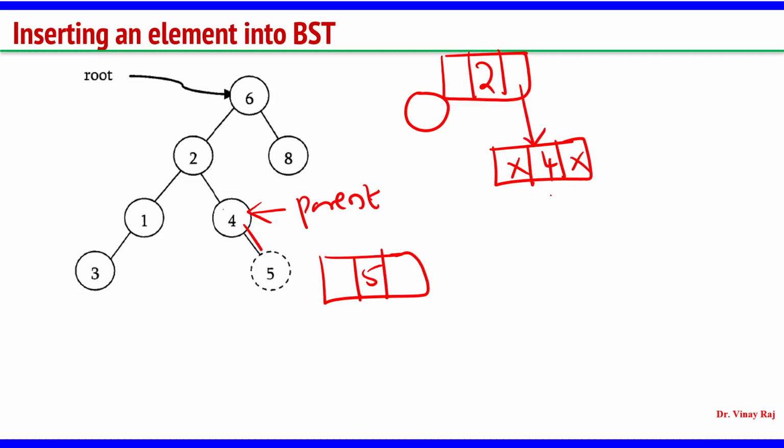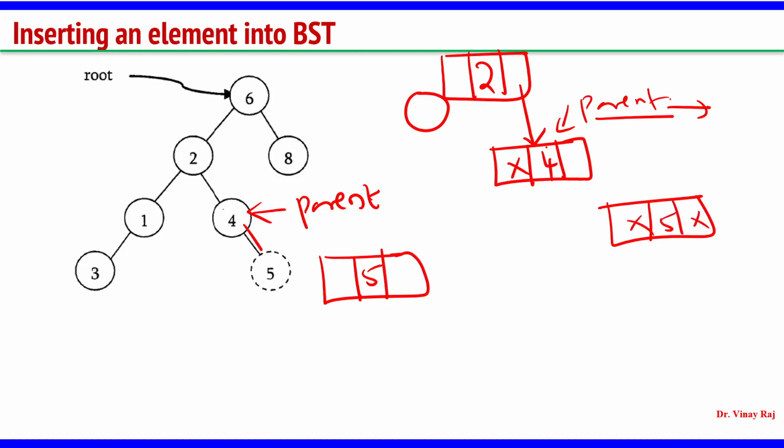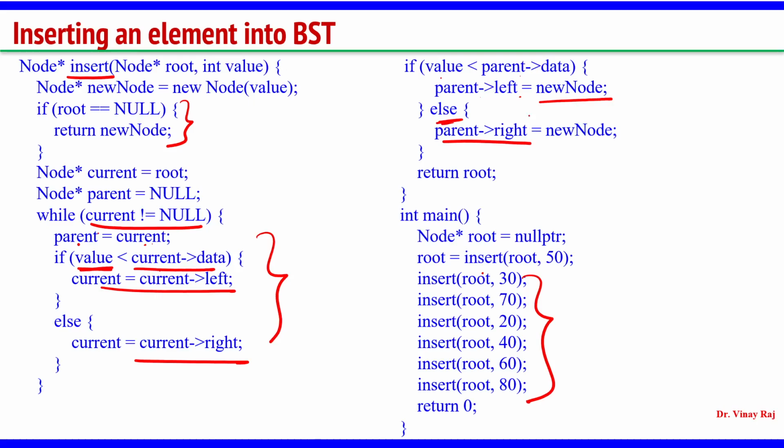Okay, in this case, this is my parent node. If the number which I am inserting is greater than this parent node, then parent right equal to new node, which means this is my new node 5 with both null. This link I am establishing. That's what we are doing here, to establish the link between the new node.